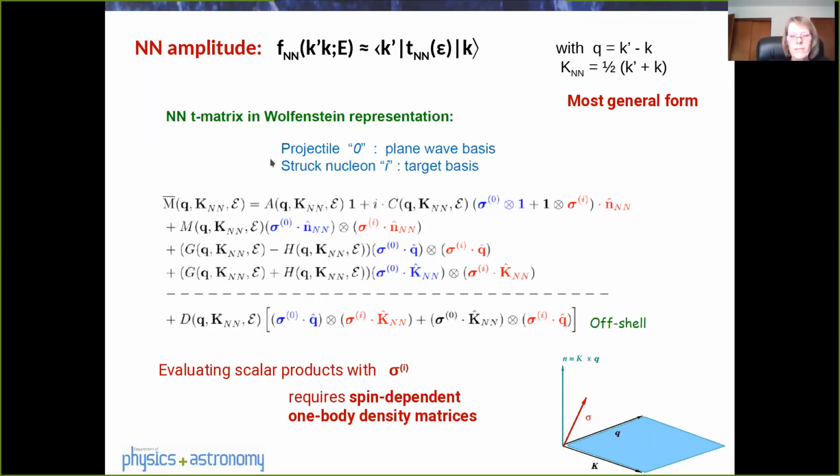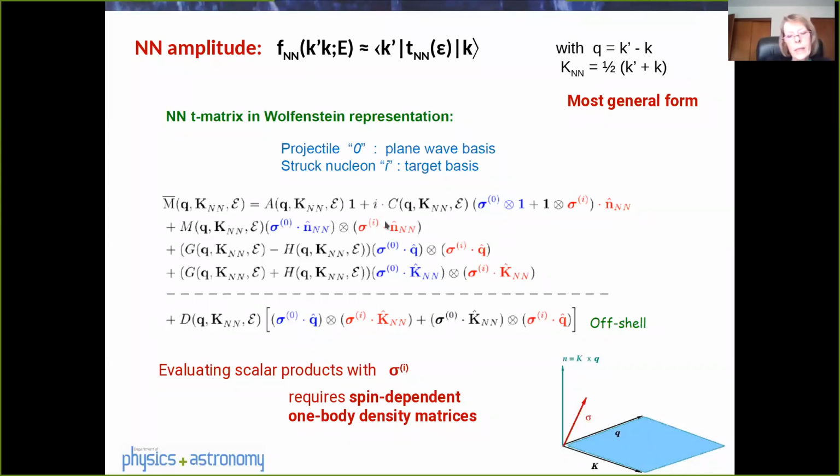I write it now in a not so usual textbook form, but I write every expression which has to do with the projectile in blue and everything which has to do with the struck nucleon in red. So I have here, well, this is the central amplitude. Then this one here, normally you would write sigma from the projectile plus sigma from the other nucleon is the total spin. And you have the spin dot n hat, which is the LS operator in momentum space. So this is basically the LS amplitude. And then you have 3 tensor amplitudes. Some people may recognize this piece here that looks very much like the one pion exchange.